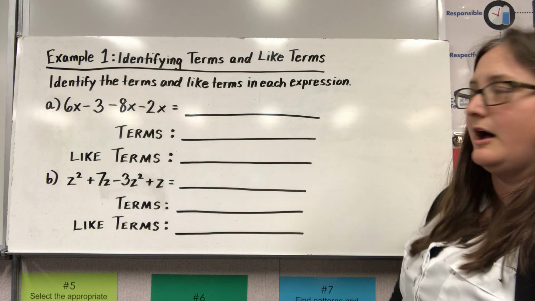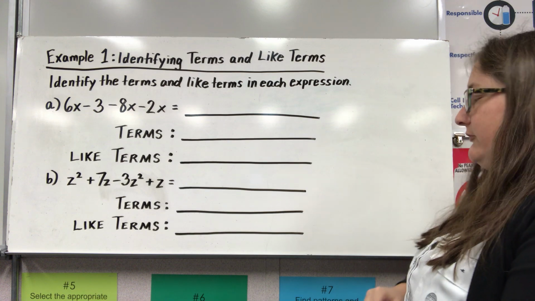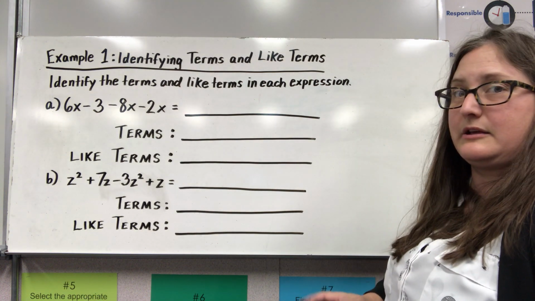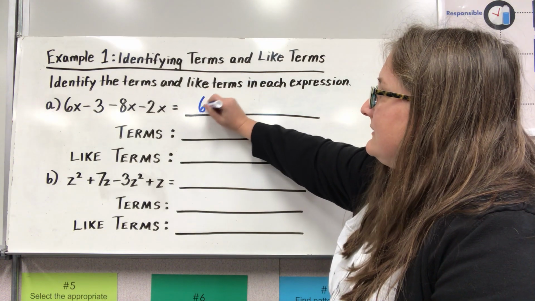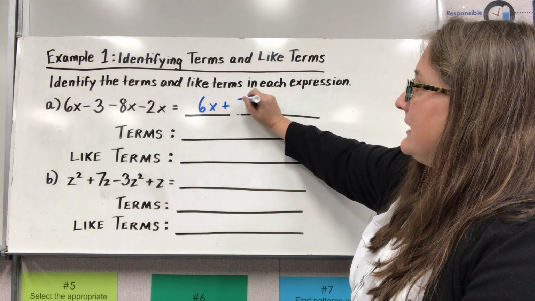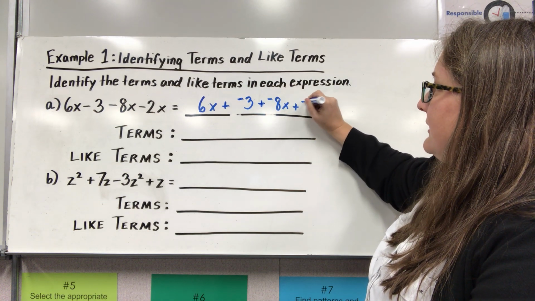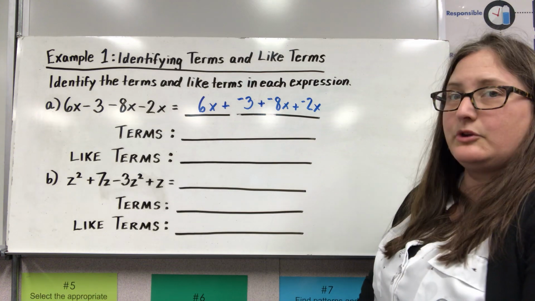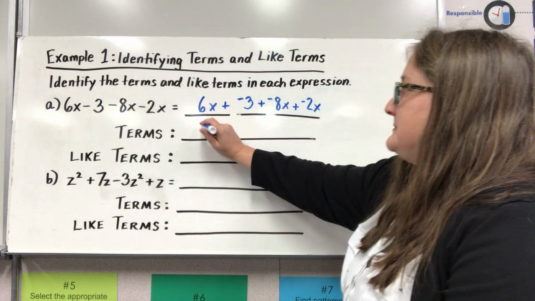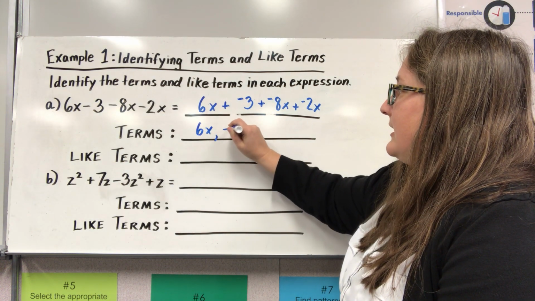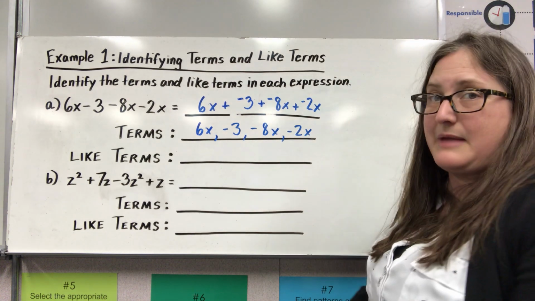So let's take a look at a couple of our algebraic expressions and let's identify their terms and their like terms. The first thing we need to do is take any algebraic expression and make sure we have it completely written as an addition problem. So this becomes 6x plus negative 3 plus negative 8x plus negative 2x. Now, when I'm looking for terms, they're just the things that I'm adding. So my terms here would just be 6x, negative 3, negative 8x, and negative 2x. Anything that I'm adding is a term.